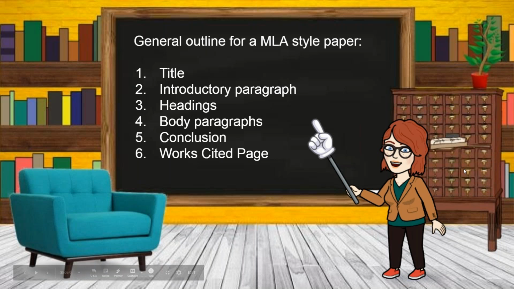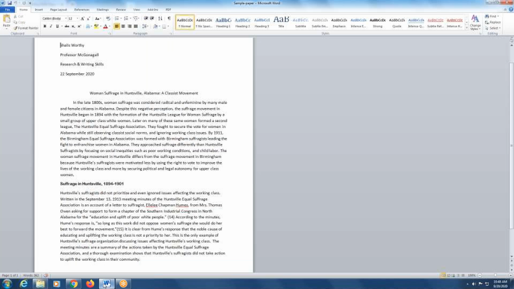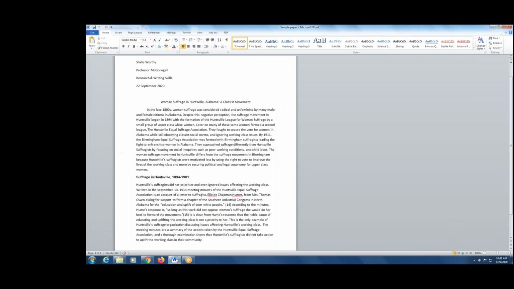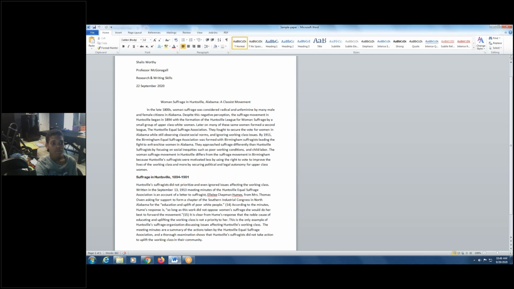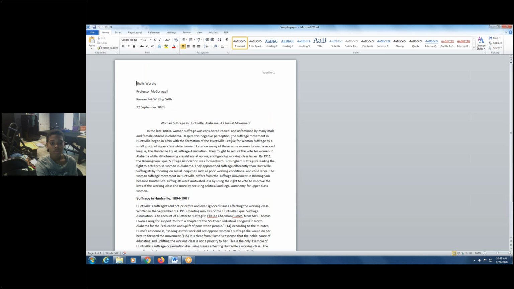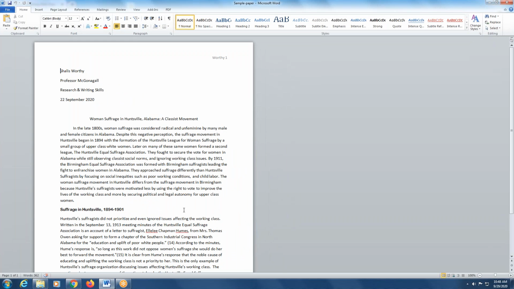Okay, so now we're going to look at a sample research paper. All right, so I wrote this just for you all. So I have written this first page of a research paper in MLA format. So you can see my font is set to 12 points. And your font, for MLA, needs to be legible. So I chose Calibri. You can use Times New Roman or Arial, something like that. Just don't write your research paper in wingdings.